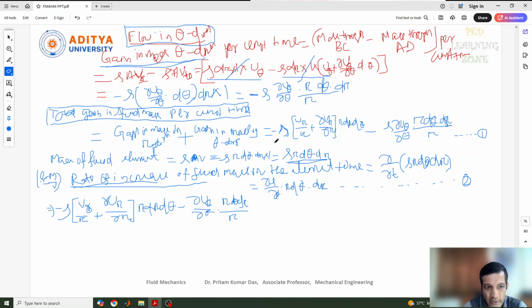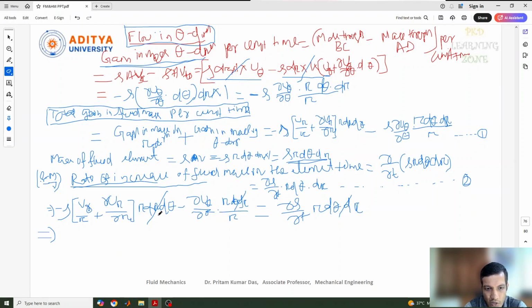This is the equation of the total gain in fluid mass per unit time. I have written that one, equal to, that means I am equalizing equations 1 and 2, equal to del rho by del t into r d theta into dr. Now if you see, r d theta dr is common on both sides, so I will directly cancel this r dr d theta on both sides. So we get del rho by del t on one side, and the remaining terms are minus here.